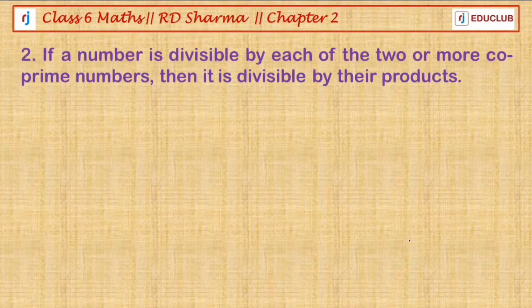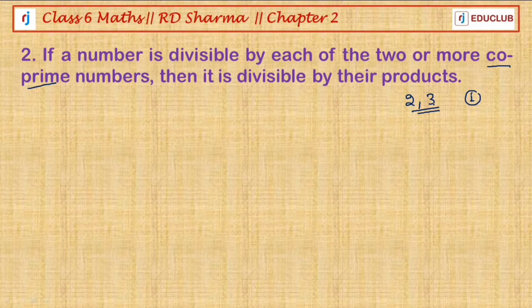Now the second is if a number is divisible by each of the two or more co-prime numbers. Okay, co-prime numbers, we have learned in our last video what are co-prime numbers. If the common factor between two numbers is only 1, then those numbers are co-primes. Only condition, okay? That number can be an even number or a prime number or an odd number, any number, but only 1 should be the common factor.